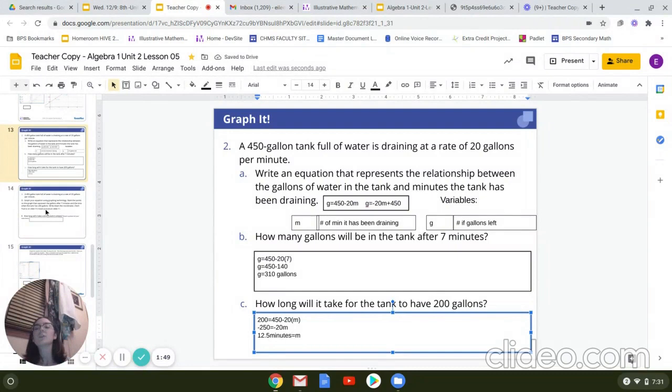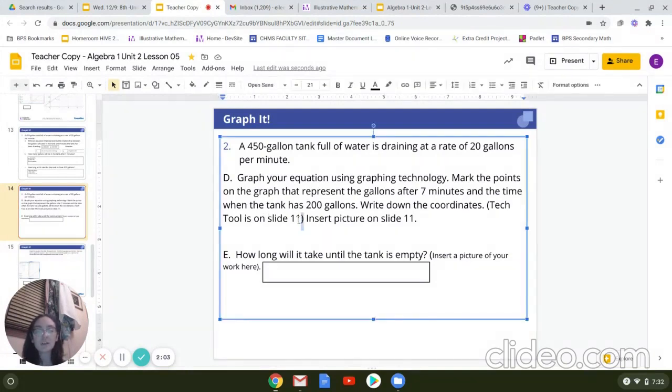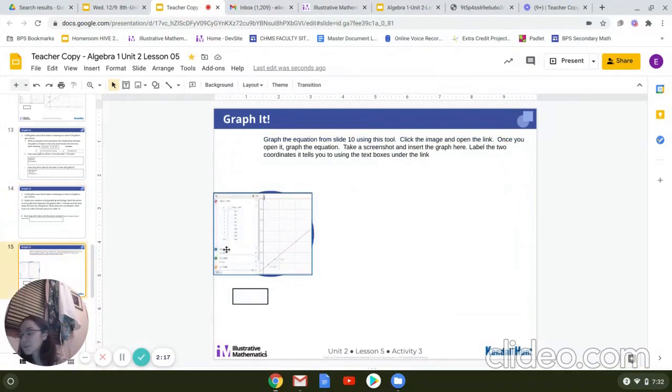From there, we're going to take a look at the next piece of this, slide number 14. On slide number 14, we're dealing with the same thing we did last time. We have to graph it using slide number 15, and we're going to insert a picture of it on slide number 15. And how long will it take for the tank to be empty? Let's take a look at what we have to do here. We're coming to slide number 15 and clicking on that photo to open up the link.